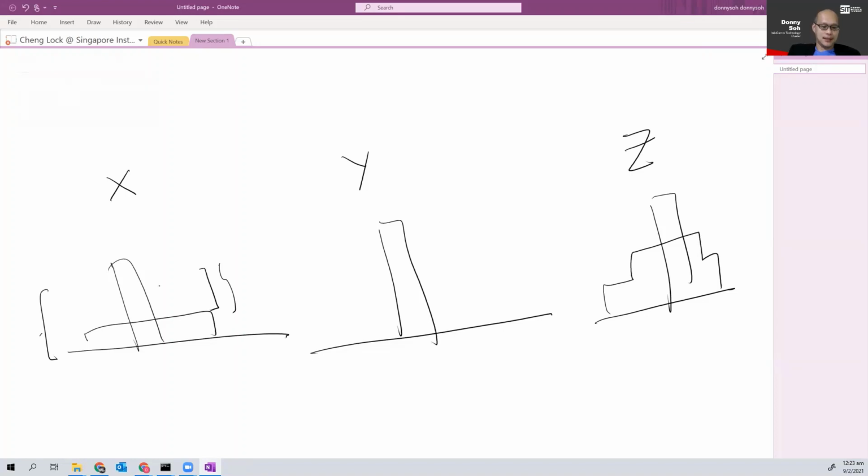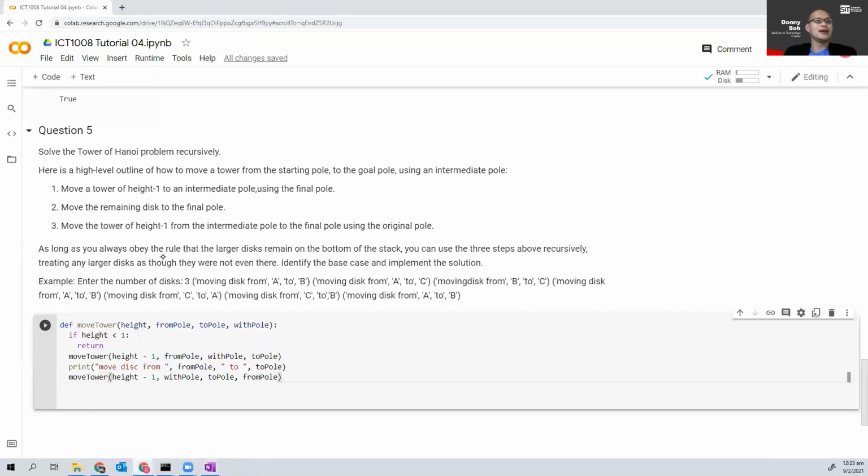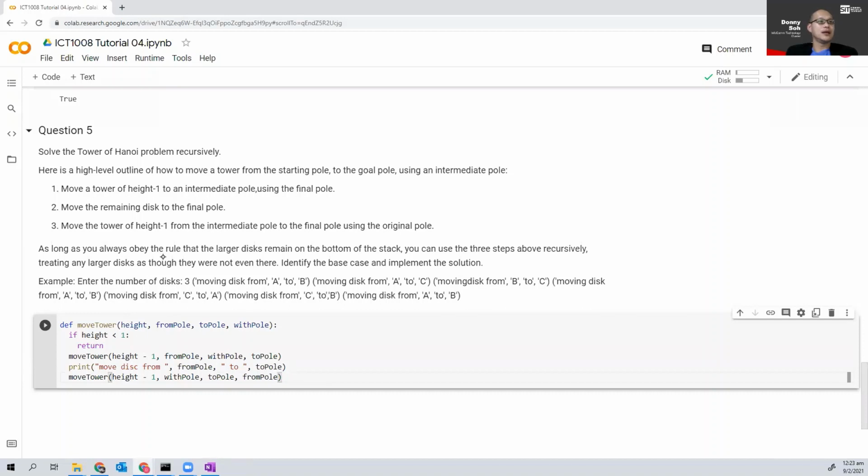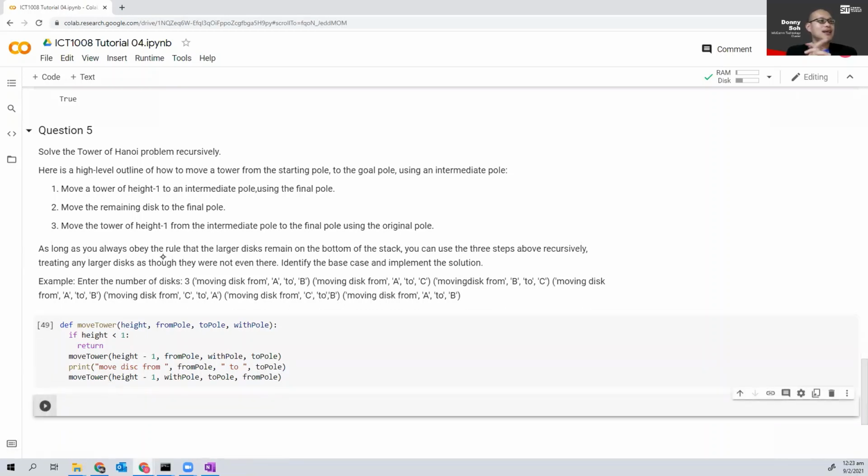Then this is my single line of my move. And then after that, I will shift the rest of my blocks from my Z to my Y using my X. Okay, so this is it. This is the solution of the Towers of Hanoi. So that is all.